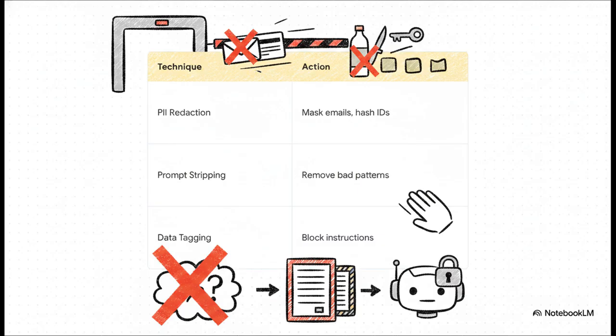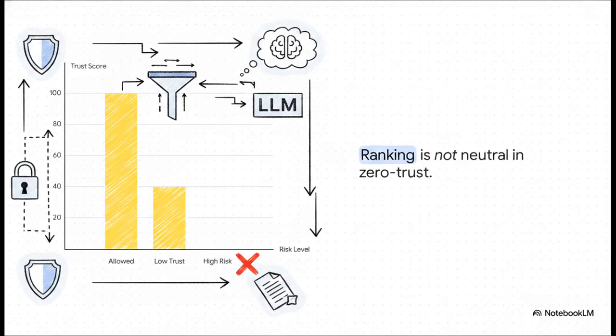For personally identifiable information, or PII, emails are masked, IDs get hashed, and names are tokenized. We also actively strip out prompt injections, literally removing malicious patterns like "ignore previous instructions" or "exfiltrate data." And finally, we use instruction and data separation tagging, basically wrapping the documents so the LLM physically cannot interpret them as commands.